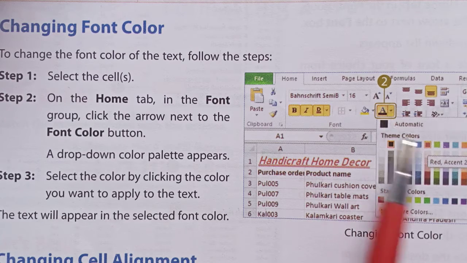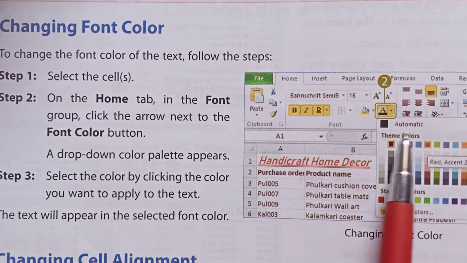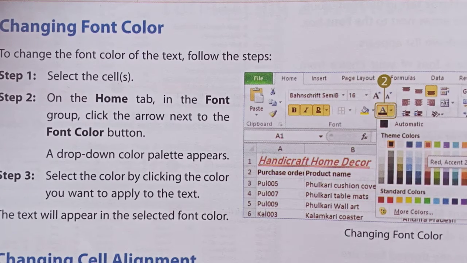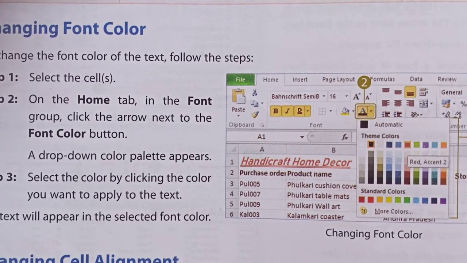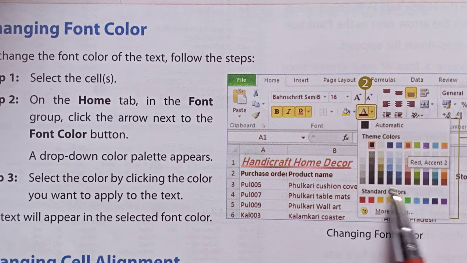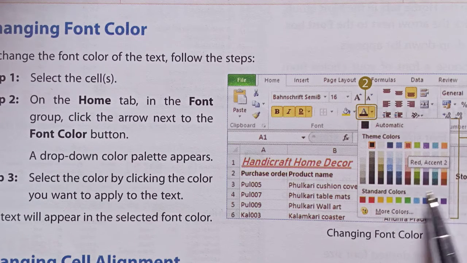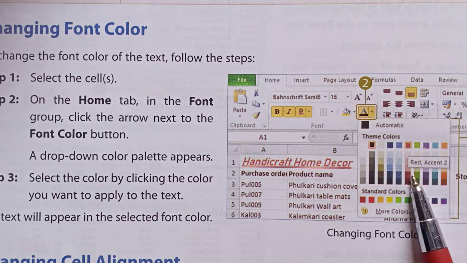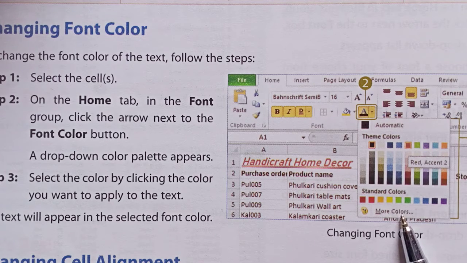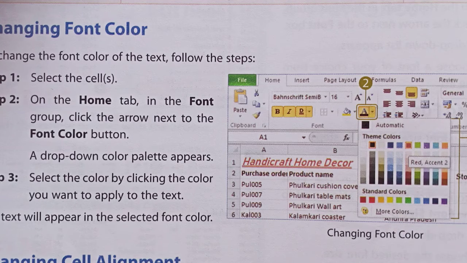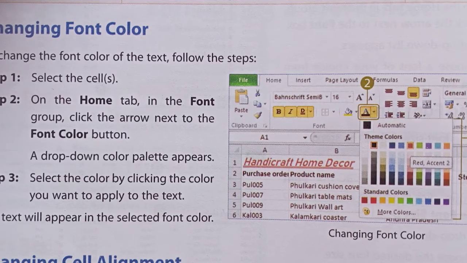As soon as we do this, a color palette will open in front of us, and that color palette will show you the number of colors that are available. So you can see a number of colors are available here. Some standard colors are also available. So you can choose any of the colors from this palette. But if you are not satisfied with the given colors, you don't like the given colors, you can go for More Colors. In More Colors, you will get the option to create your own colors with different shades. So this way you can change the font color of your text.